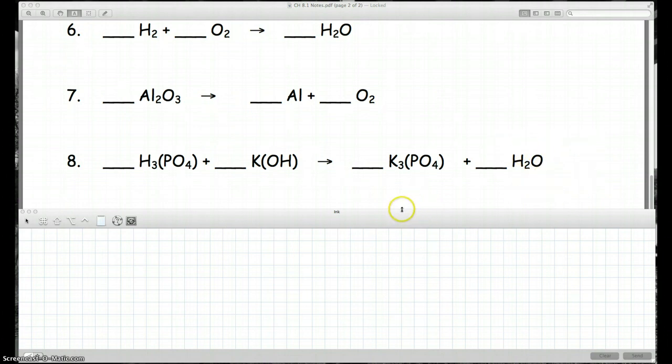Now, this is the last of the main tricks that I'm going to teach you on how to balance: if I see H and OH on one side of the arrow and H2O on the other, I'm going to rewrite H2O as HOH. So let me write this out.